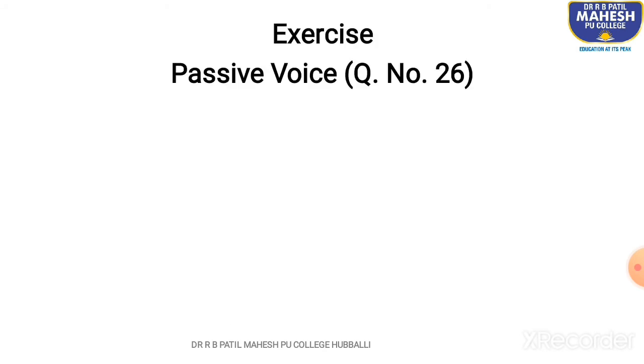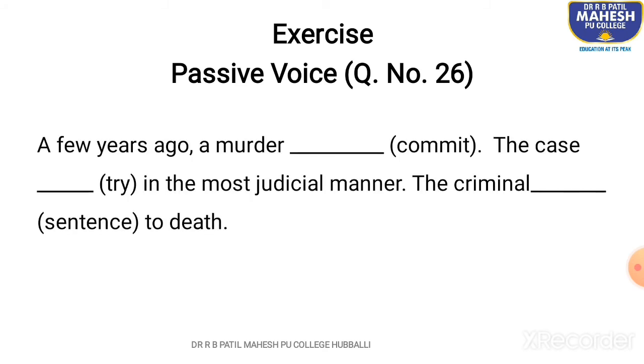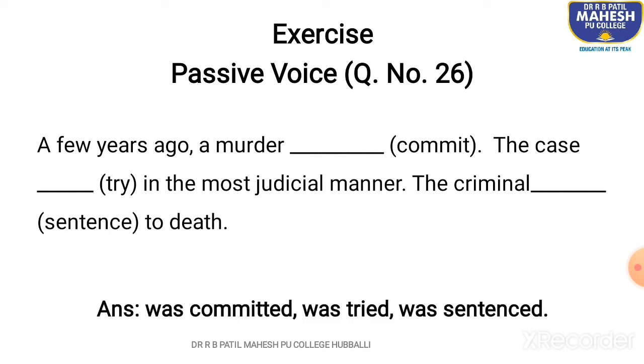Now, exercise. Passive voice is question number 26 in the paper. So, we write question number 26. Okay. A few years ago, a murder (commit), the case (try) in the most judicial manner, the criminal (sentence) to death. Now, you have to use these verbs in the passive form. So, the answer is: a few years ago a murder was committed, the case was tried, the criminal was sentenced. All right. So this is an example here.